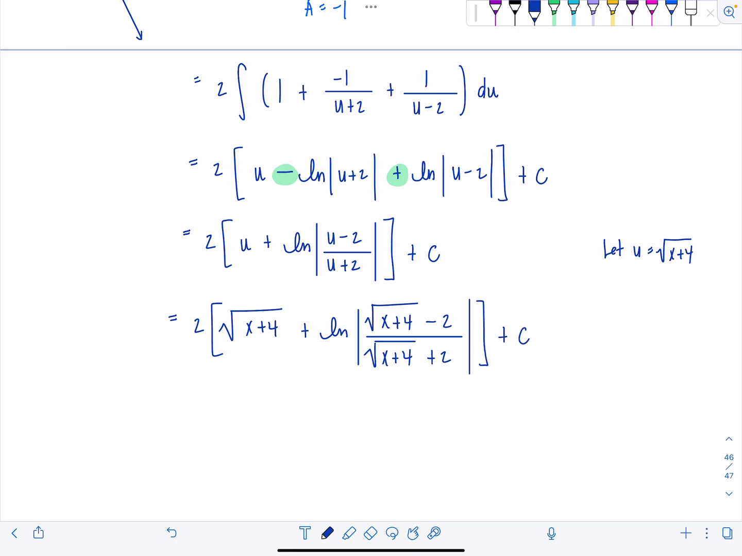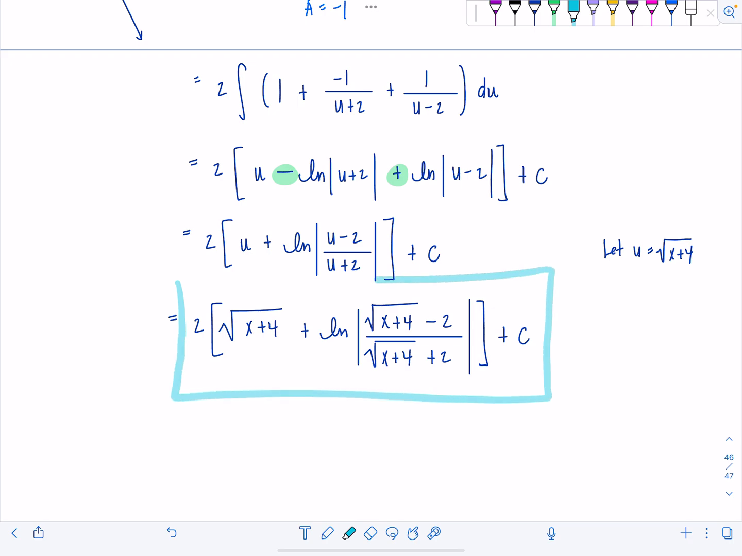Do we want to distribute the 2? I'm leaving it up to you. Okay, I'm just going to leave it here. Let's box this bad boy. I think it looks lovely.